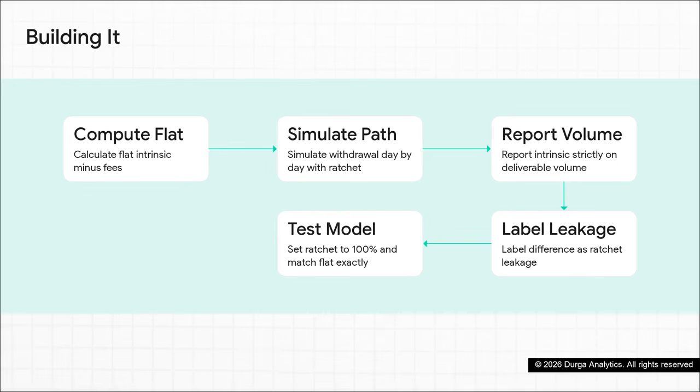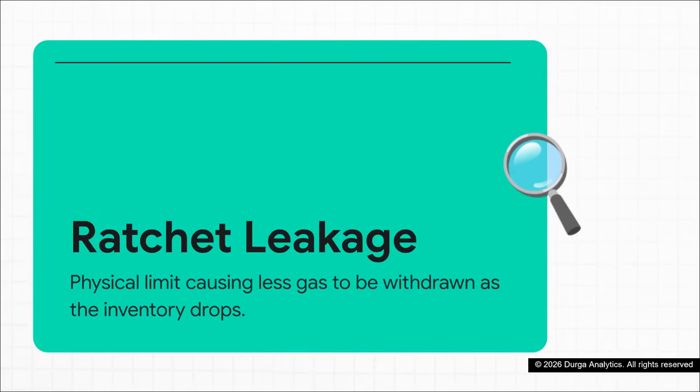And Step 5, the absolute most critical part, test it. Set your ratchet to a constant 100%. If your simulation doesn't match the flat intrinsic exactly, you've got a bug in your code. So the crucial point is really about what's not in a naive model.